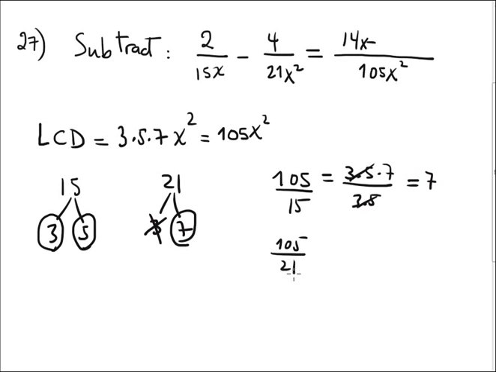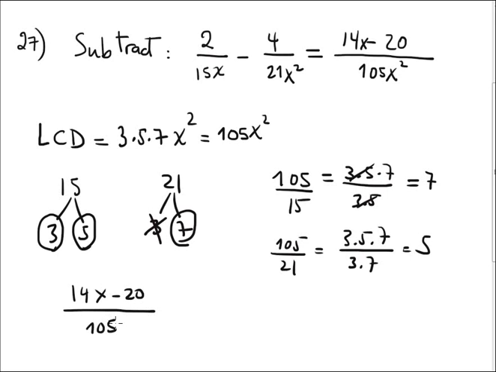105 divided by 21. This is 3, 5, 7. And 3 and 7 is just 5. And 5 times 4 is 20. So far we have 14x minus 20 over 105 x to the second power.